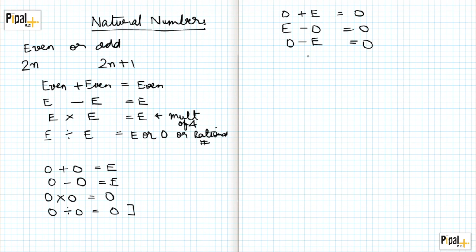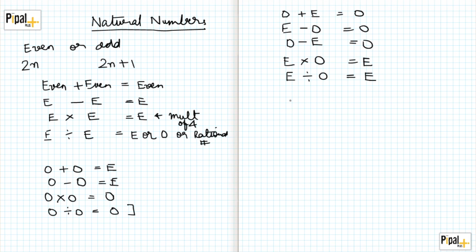Then an even multiplied by an odd will always be even. That's because this is 2n, and anything multiplied by 2n will give us an even number. And likewise, an even divided by an odd number, if at all it is a natural number, is going to be an even number. This is never going to be odd because you've only cancelled out the odd factors from this division.